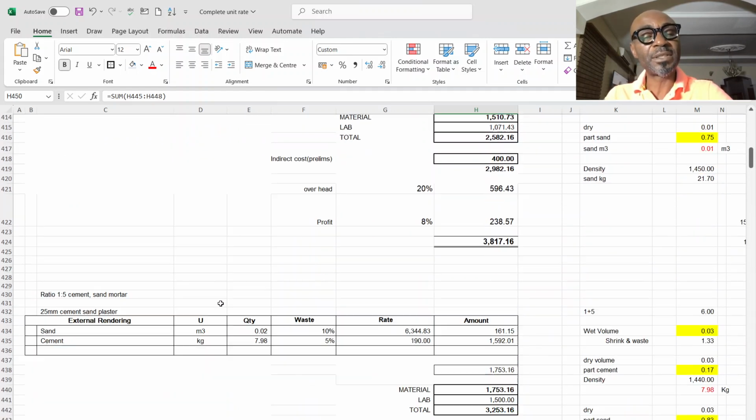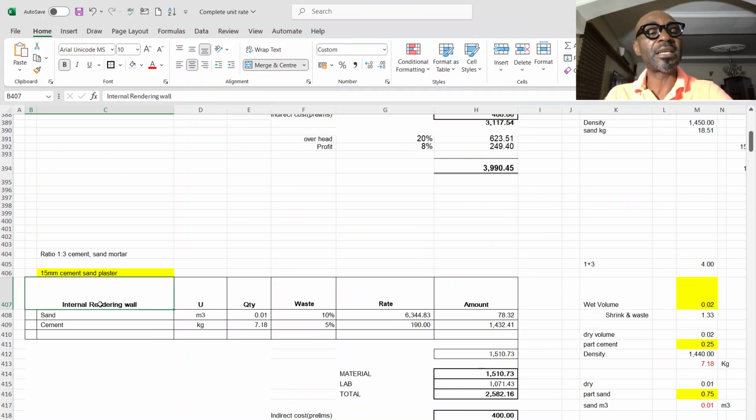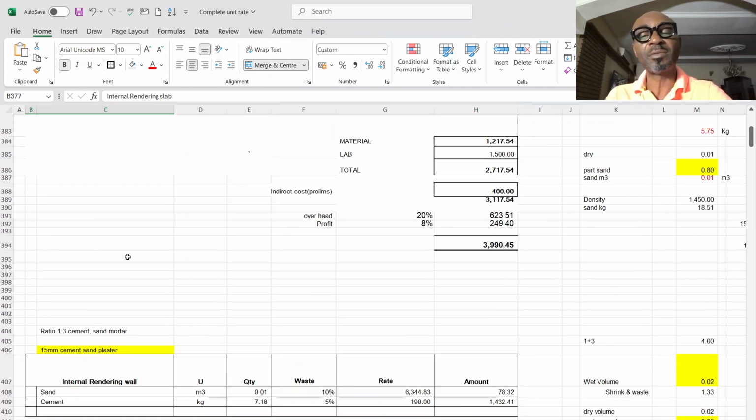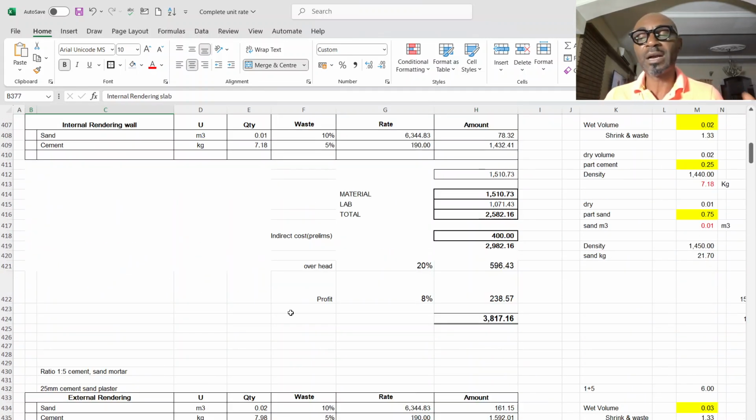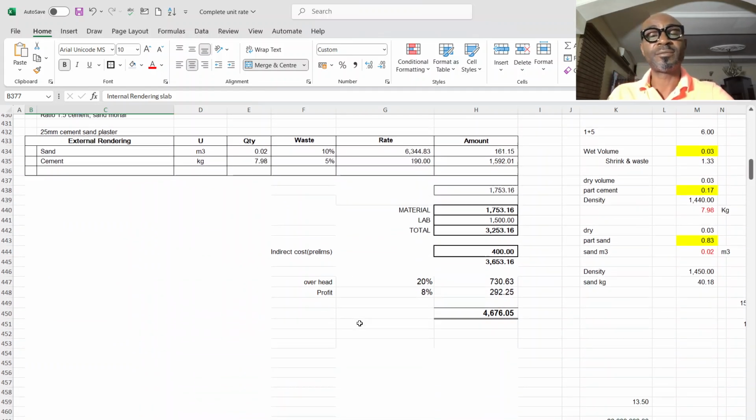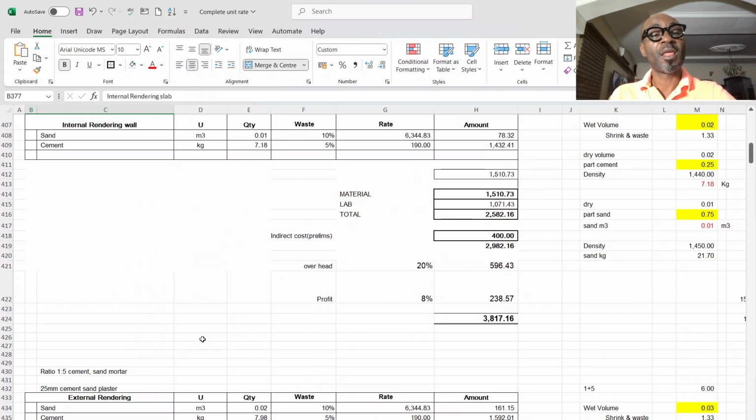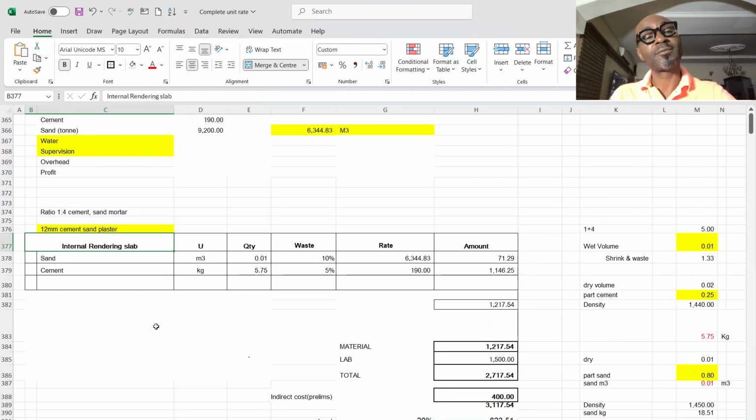What I had to do was separate the thickness, and I term this as external rendering, here as internal rendering, and this as the surface of slab, for you to have a balanced idea of the three categories of the basic thickness of plaster you often find in a bill. You have the 12, you have the 15, you have the 20 or 25. So this is how you can build up your rates.